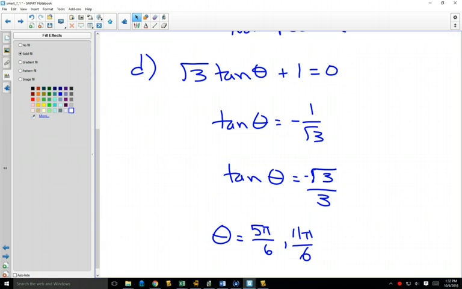No, it'll be a mix, some radians, some degrees. So you have to be able to, if you're solving and it's in radians, you need to answer in radians. Find out tomorrow.